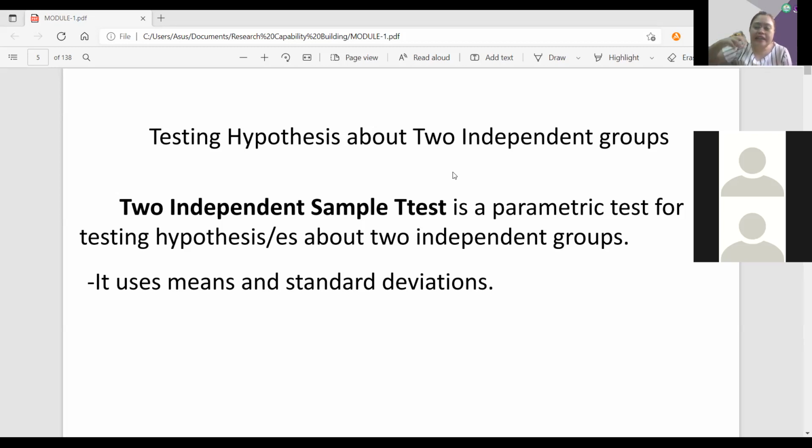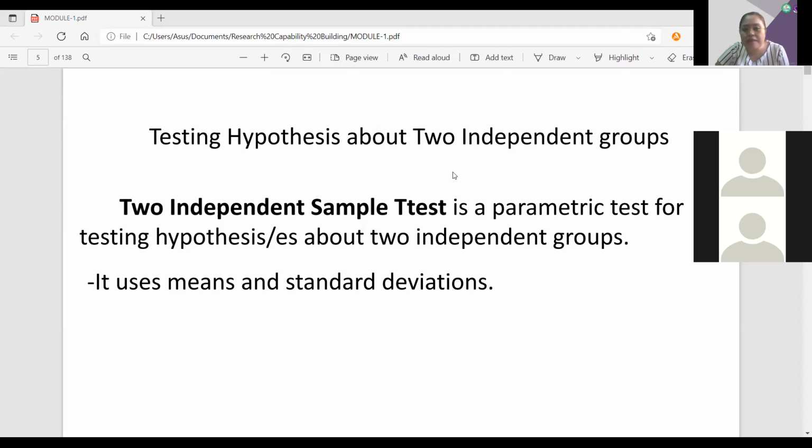Yan yung kailangan tandaan natin with a parametric test. But we can always check that one even in JASP whether our data is normally distributed or not, or if they have equal variances. But you have to remember that t-test is a parametric test. You cannot use this if hindi yung dalawa hindi normally distributed and hindi equal ang variance.